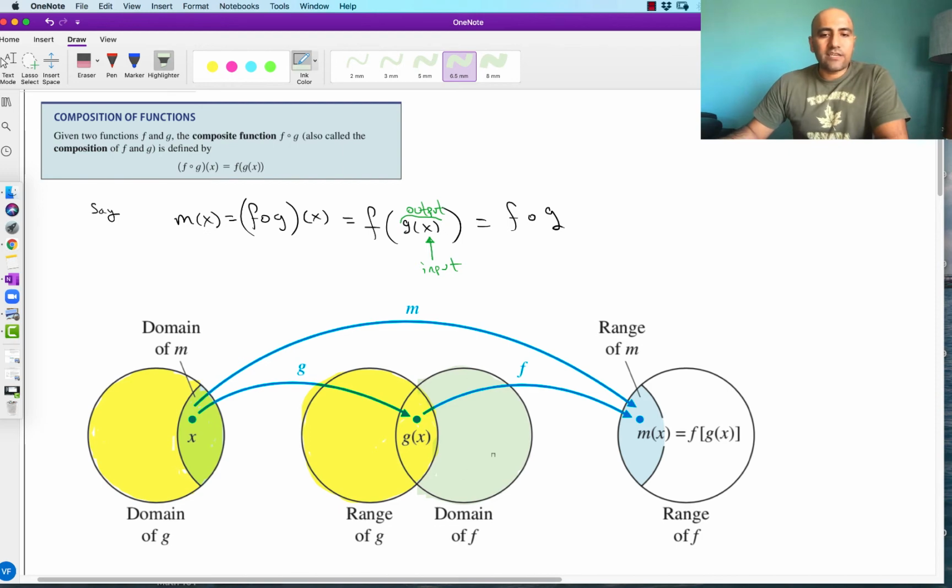So this section here is in the domain of f, but so is this. There's a little bit of an overlap. So I'm going to erase that part there and color it a different color. Okay, so we have this pink colored region here that overlaps both of these circles. The yellow and the pink both combine to give you the range of g, but the pink and the green combine to give you the domain of f. And then finally, all of that takes you over to the range of f. So the range of f is going to be everything from here.